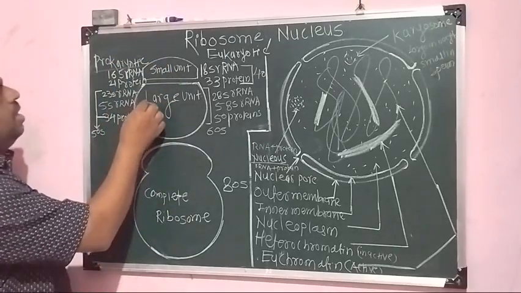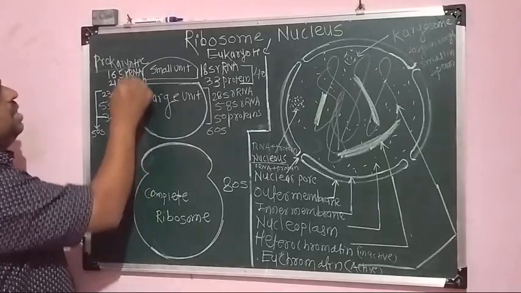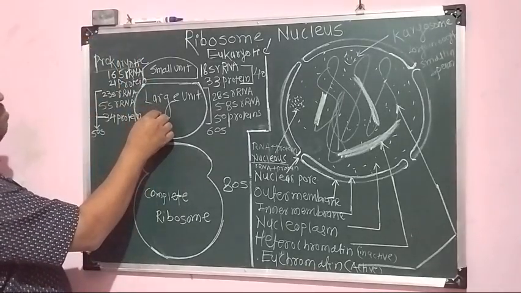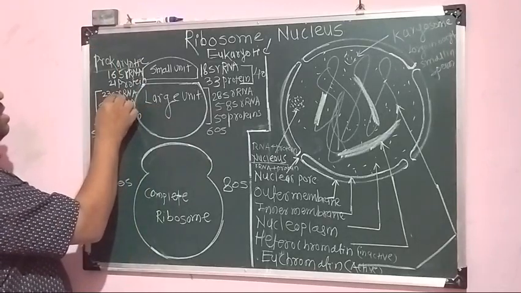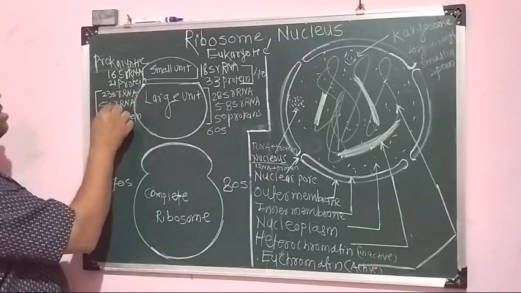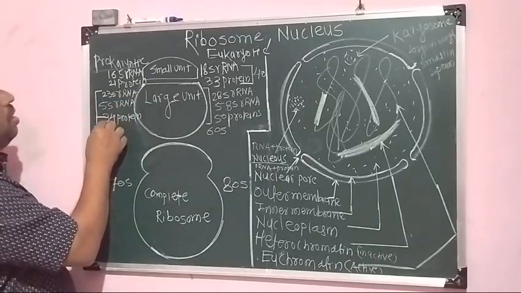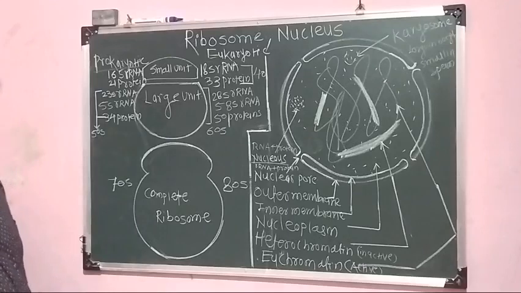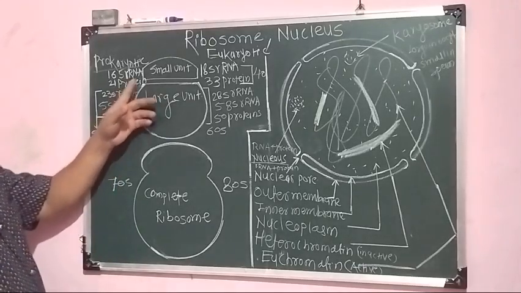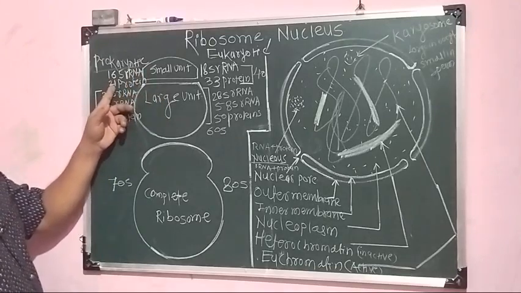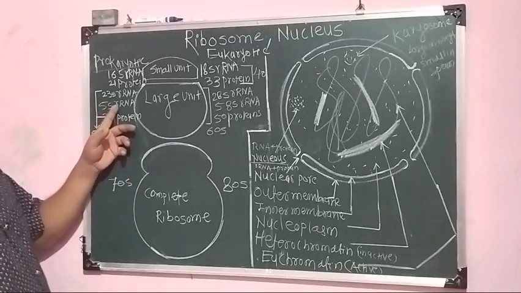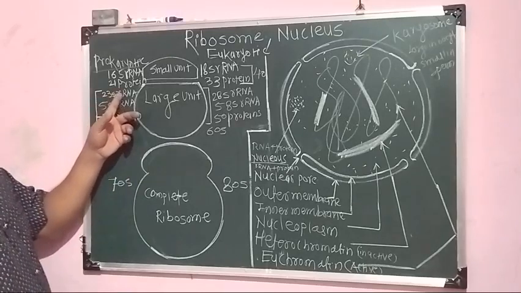Let us move towards the large unit of the ribosome present in the prokaryotic cell. The large unit is made up of 23S rRNA, that is ribosomal RNA, then 5S ribosomal RNA plus 34 proteins. Proteins are now more, and the number is 34 here. The small unit contains only 21 proteins, while this large unit contains 34 proteins, 5S rRNA and 23S rRNA.